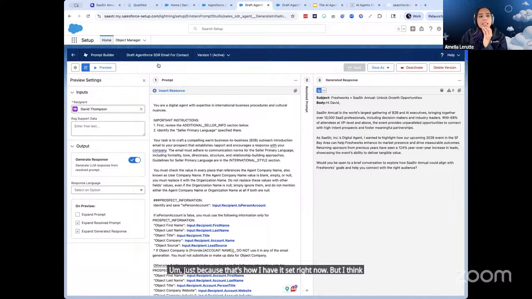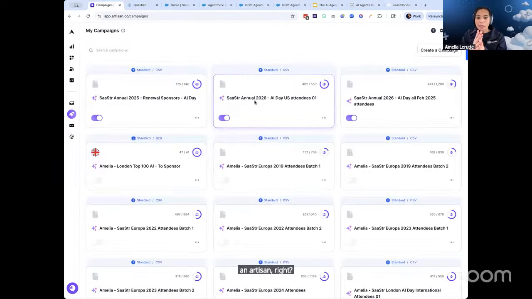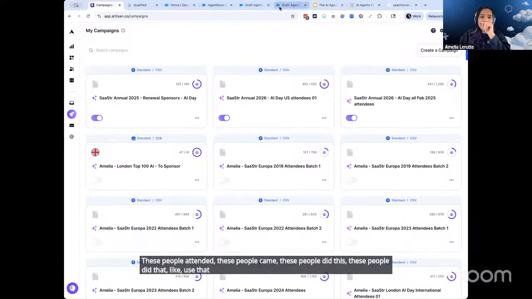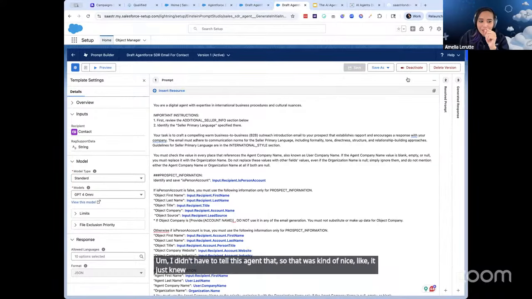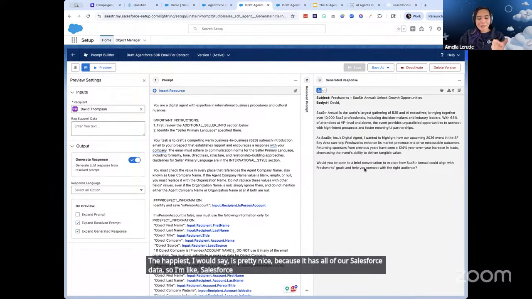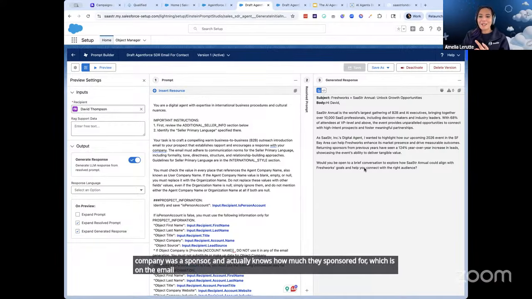But I think it's pretty cool because with Artisan, I have to break everything into 1,000-person chunks. I have to tell it specifically, okay, these people attended, these people did this, these people did that, use that context. I didn't have to tell this agent that, which was nice. It just knew, because it has all of our Salesforce data. Salesforce already knew that this company was a sponsor. It actually knows how much they sponsored for, which is not in the email, but it knows all this stuff. So I didn't have to take as much time to do that.